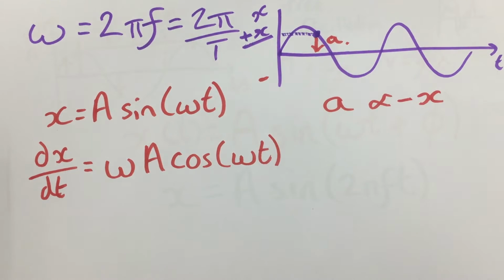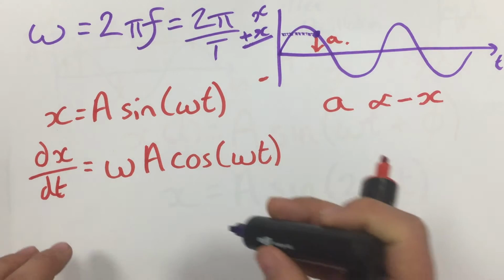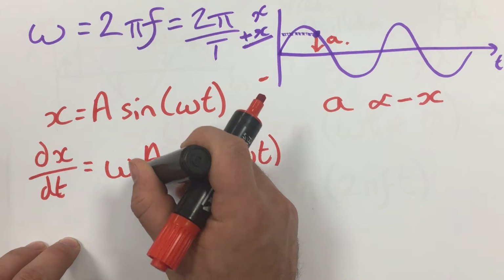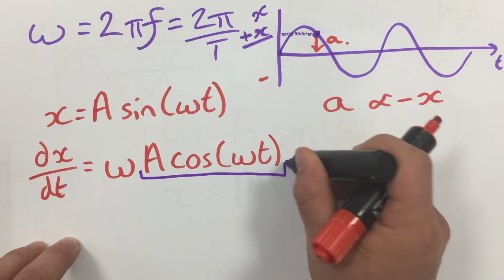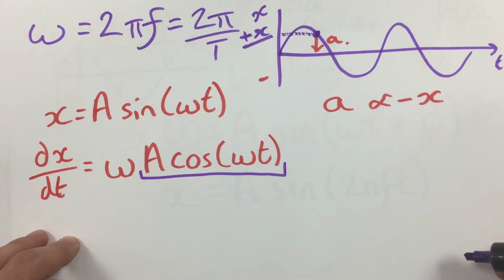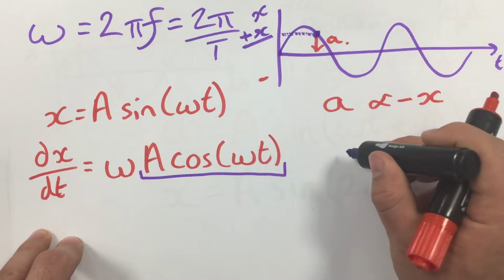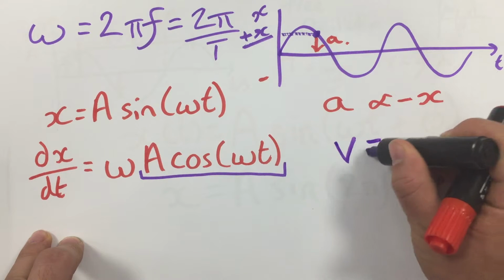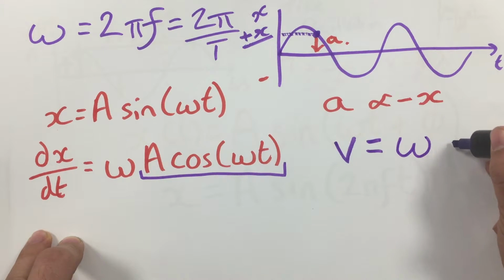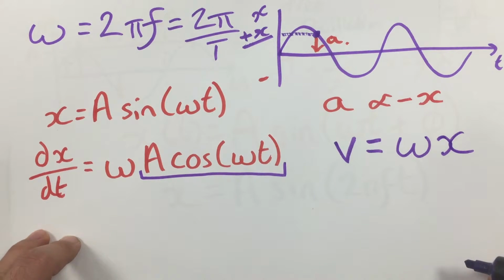So this gives us an equation for velocity, because I said in the previous video that A cos omega t was also a possible equation for displacement. So velocity is equal to omega x. So simply the displacement times the angular frequency.